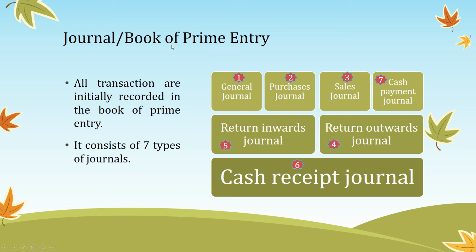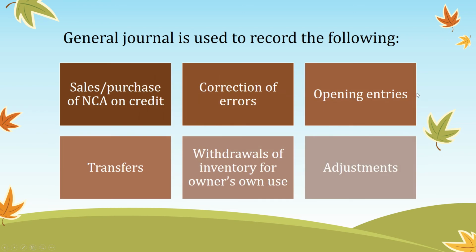Journal or book of prime entry consists of 7 types. 1 is general journal, 2 purchases journal, 3 sales journal, 4 return outward journal, 5 return inward journal, 6 cash receipt journal, and 7 cash payment journal.